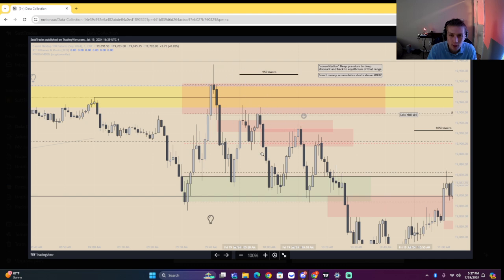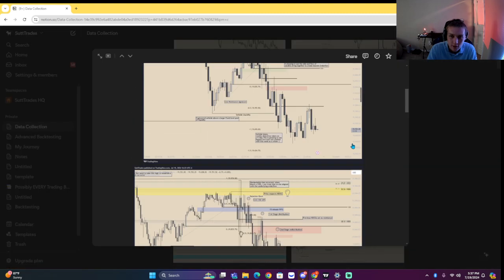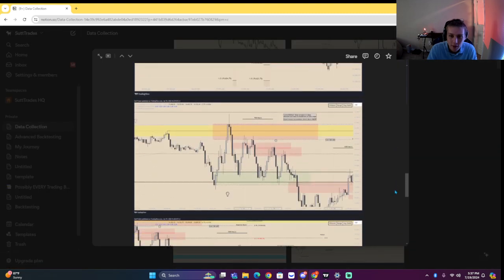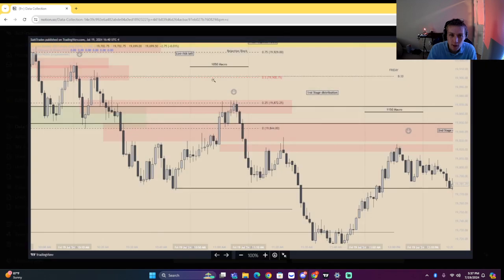So this is a study of 950 macro consolidation. Whenever the 950 macro consolidates, the 1050 macro is going to offer a nice expansion. And here we have manipulation higher up into this 1 minute imbalance right there. Notice we have a dealing range high to low, that previous consolidation. And look, 25% acts as real resistance.